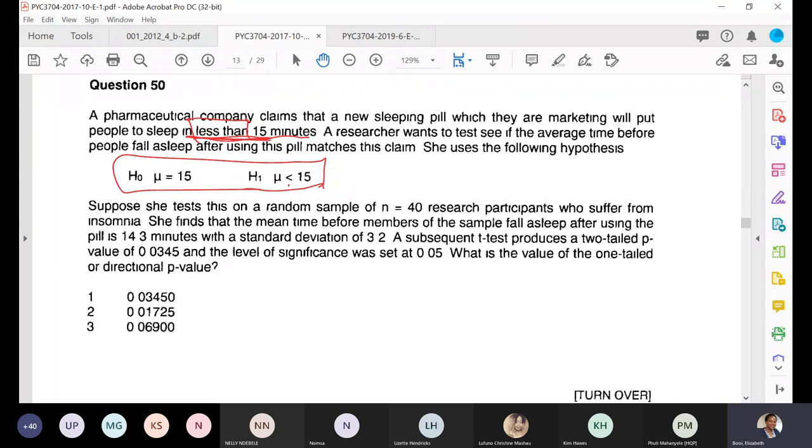Suppose she tests this on a random sample of 40 research participants who suffer from insomnia. She finds that the mean time before the members of the sample fall asleep after using the pill is 14.3. So that is the sample mean. The sample mean of 14.3 with a sample standard deviation of 3.2. A subsequent t-test produces a two-tail p-value of 0.0345. So we have our two-tail p-value, and the level of significance was set at 0.05. What is the value of the one-tail, one-sided directional p-value?